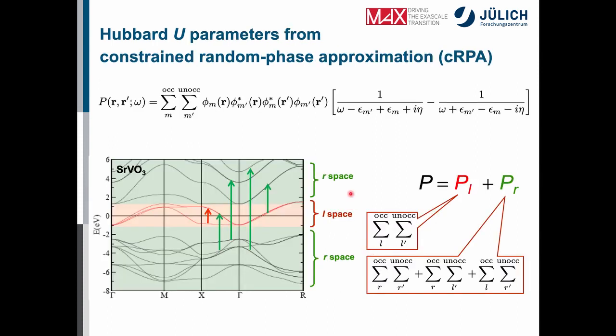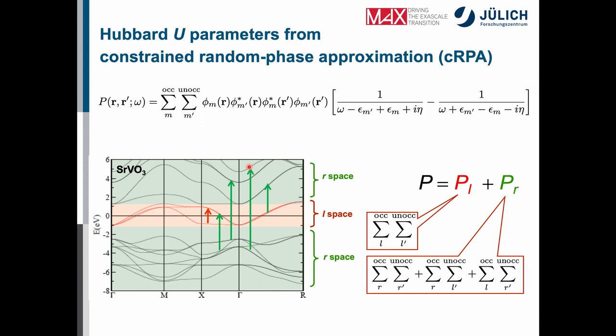What is the idea of the constrained random phase approximation? Let us consider the polarization function, which we have already encountered in the talk about the GW approximation. It contains a double summation over occupied and unoccupied states, so it can be understood as a summation over all single-particle excitations, which go from below the Fermi energy to above the Fermi energy.